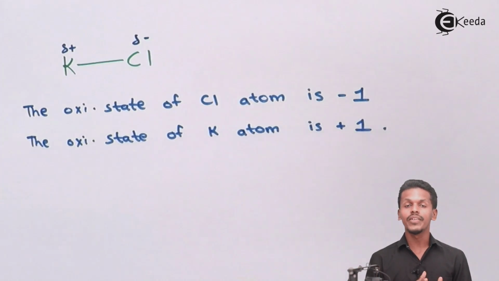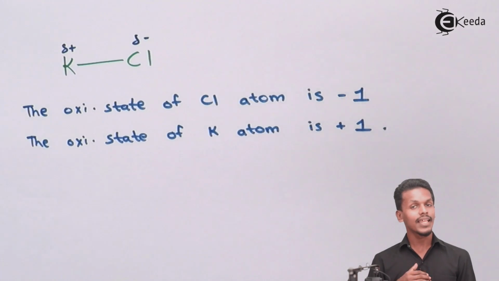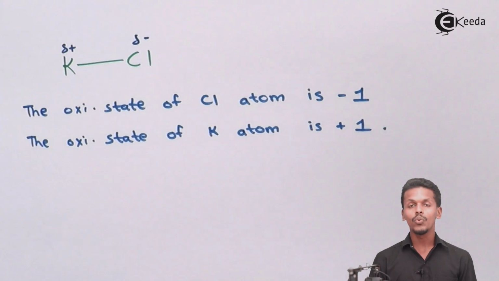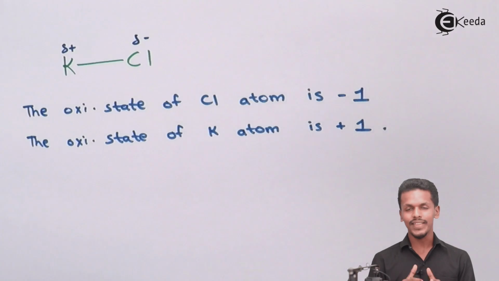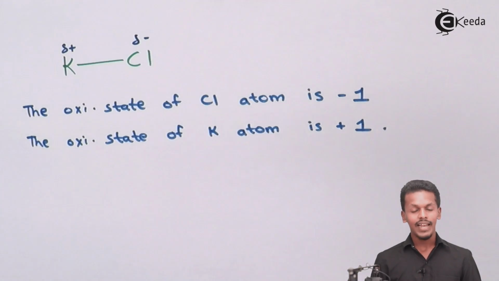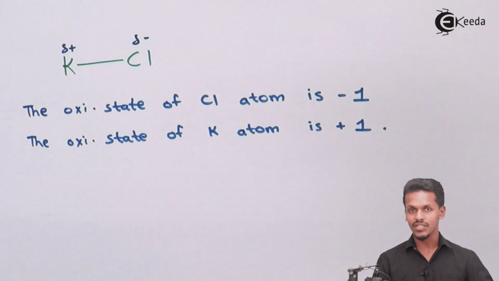So this is how we can understand what oxidation state is. It is very easy to understand, but this was a molecule consisting of two atoms. There are also molecules that consist of more than two atoms, basically 3 or 4 atoms. So let us talk about that also. For that, let me give you an example and see what the oxidation states of the atoms present in the molecule will be.